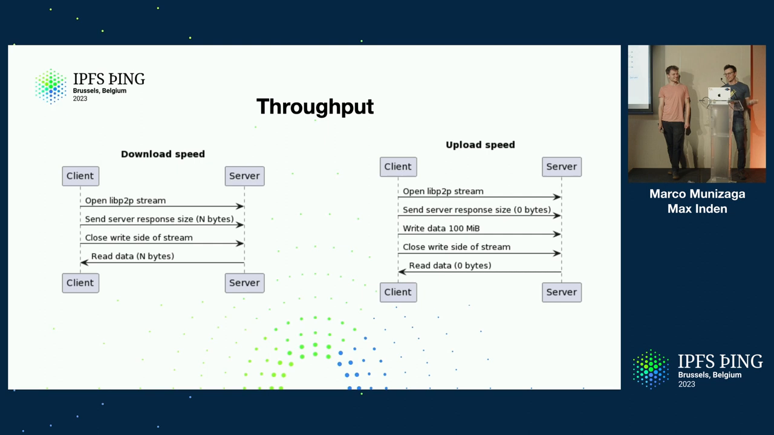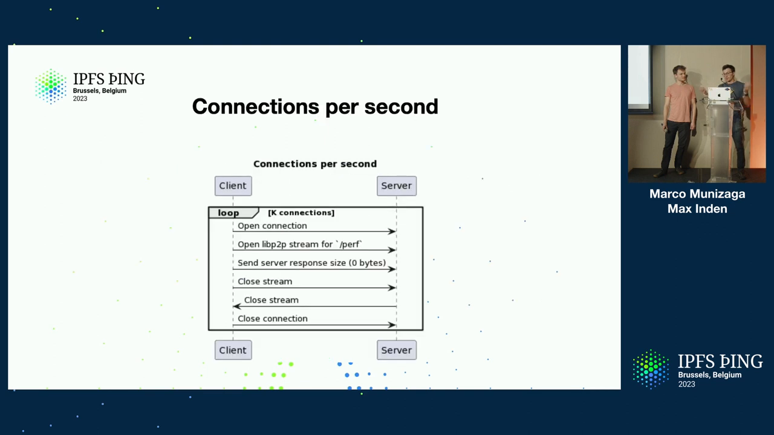And so for throughput, it's very similar. For upload, for example, we open the stream, and I just start sending you a bunch of data. I tell you don't send me anything back. Once I finish sending you data, you close the stream. I measure that. Same thing, but opposite for download. And then we could do even fancier things like, how many connections per second can I handle? It's that same exact thing, except now we do this over K connections. Very cool.